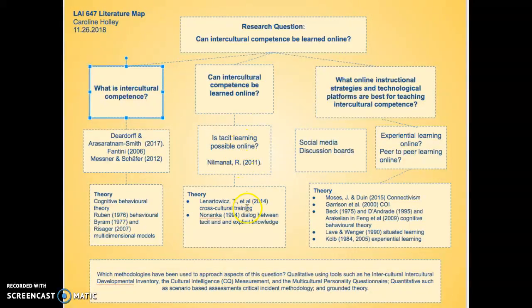And Nonaka actually suggested that intercultural competence is learned through a dialogue. That's Panda. A dialogue between tacit and explicit knowledge.